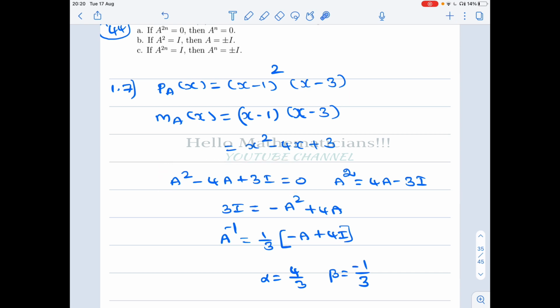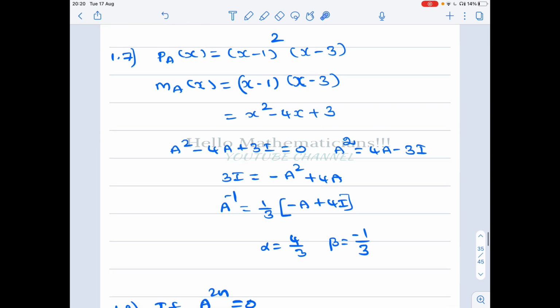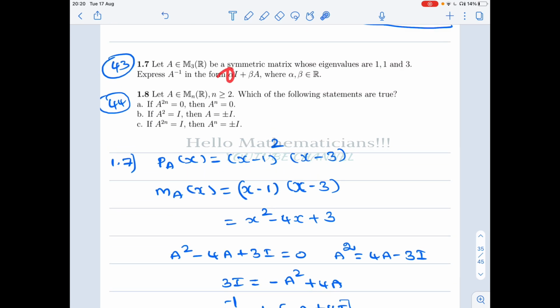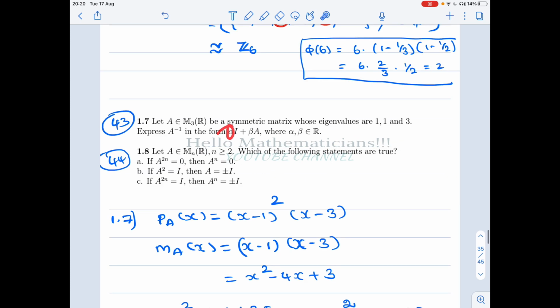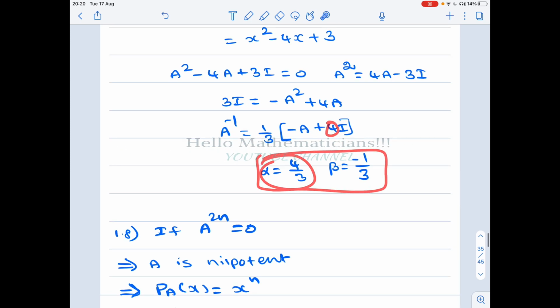So, A square minus 4A plus 3I equal to 0. From this, if you calculate 3I, you get minus A square plus 4A, and if you multiply A inverse from the left side, you get A inverse equal to 1 by 3 times (minus A plus 4I). From this, you can pick alpha and beta. Alpha is the coefficient of I, so it is 4 by 3, and beta is the coefficient of A, which is minus 1 by 3, and this is the right answer.